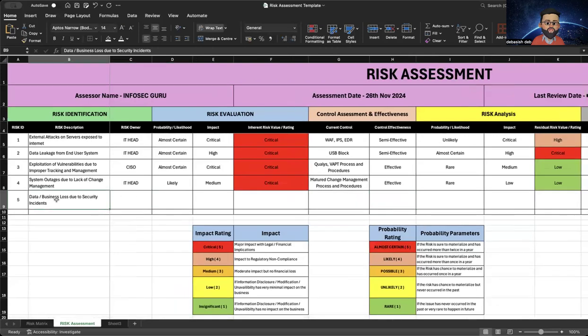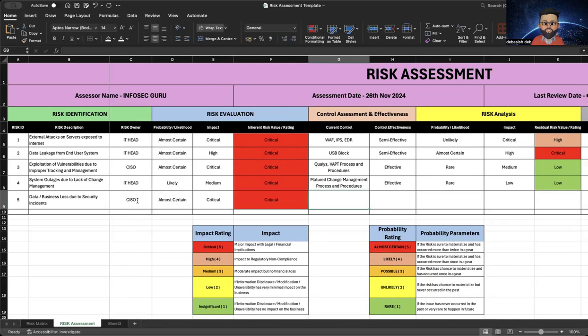Now data business loss due to security incident. Okay, again the owner would be CISO. So security incident comes, let's say a ransomware attack has been done. So certainly there would be data loss, there would be business loss. What is the likelihood if there is security incidents and we are not doing any control, we are not monitoring it, we are not looking at the incident? What is the likelihood? It is almost certain. You would agree with me, okay? And the impact is also critical. So inherent risk value is critical.